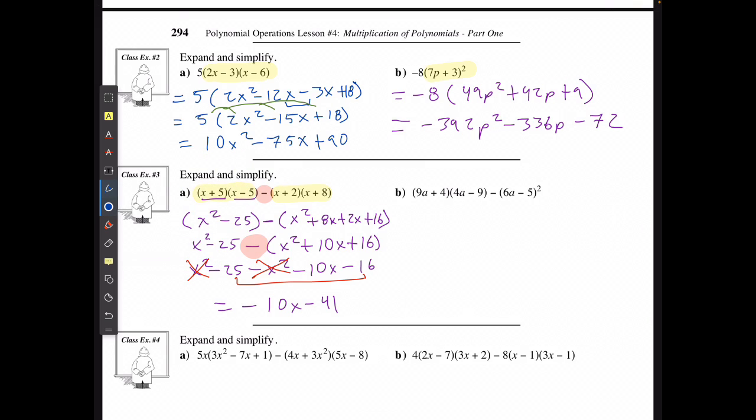For B, I need to take the same idea into account. It's still going to have that negative there. I also need to be careful because for this one, it's not the same values. One has 9a, but the other has 4a. So it's not the same as when we did that special multiplication where I get a difference of squares. It should not be a difference of squares answer here.